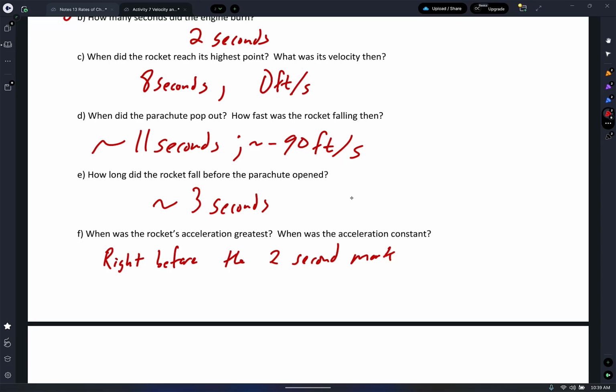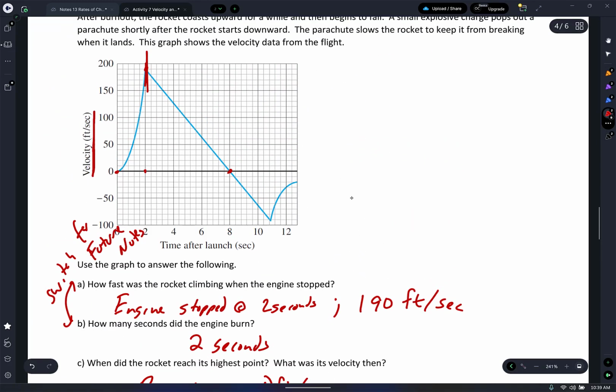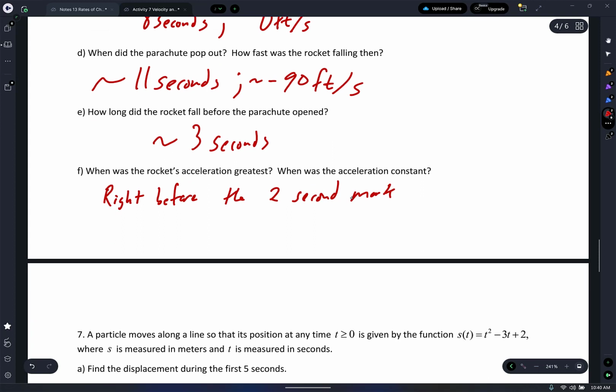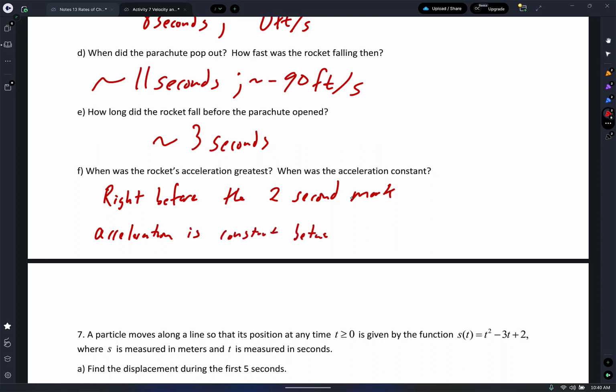When was the acceleration constant? Oh, well, the acceleration was constant between 2 seconds and 11. What do you think that slope is, by the way? Acceleration is constant between 2 and approximately 11 seconds.